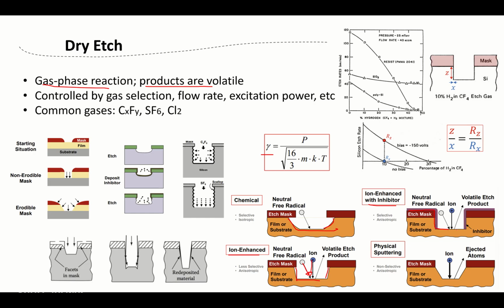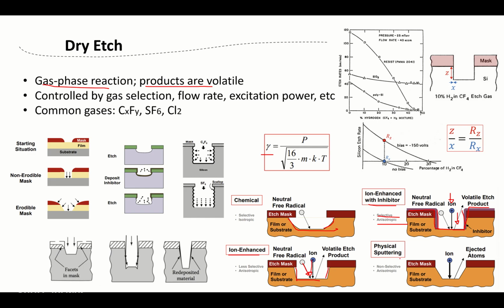Here's another application. You apply deposits or inhibitors. Then you use ion bombardment to do the ion enhanced etch. Because the inhibitor will not react with the sidewall over here, but the bottom still has ions to do a physical etch, then you'll get anisotropic and good selectivity etchings.